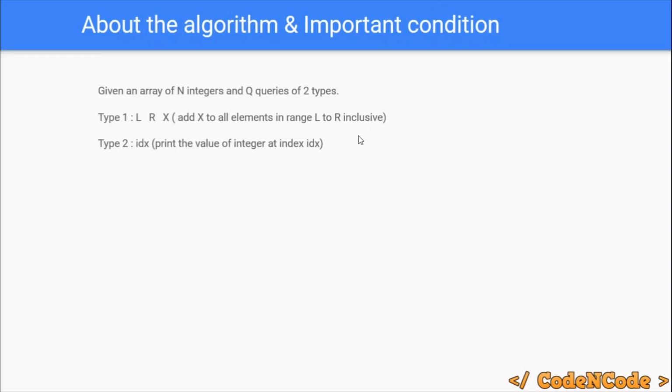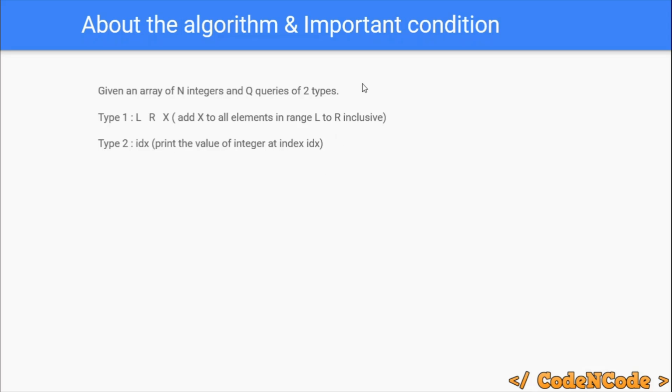So the question is this: we are given an array of integers, we have n integers and we have q queries of two types. The first query is of form L, R and X, where you have to add the value X to all of the elements in the range L to R inclusive. So basically adding X to all of the elements in range L to R. Now the type 2 query is: you will be given an index and you have to print the value of that index.